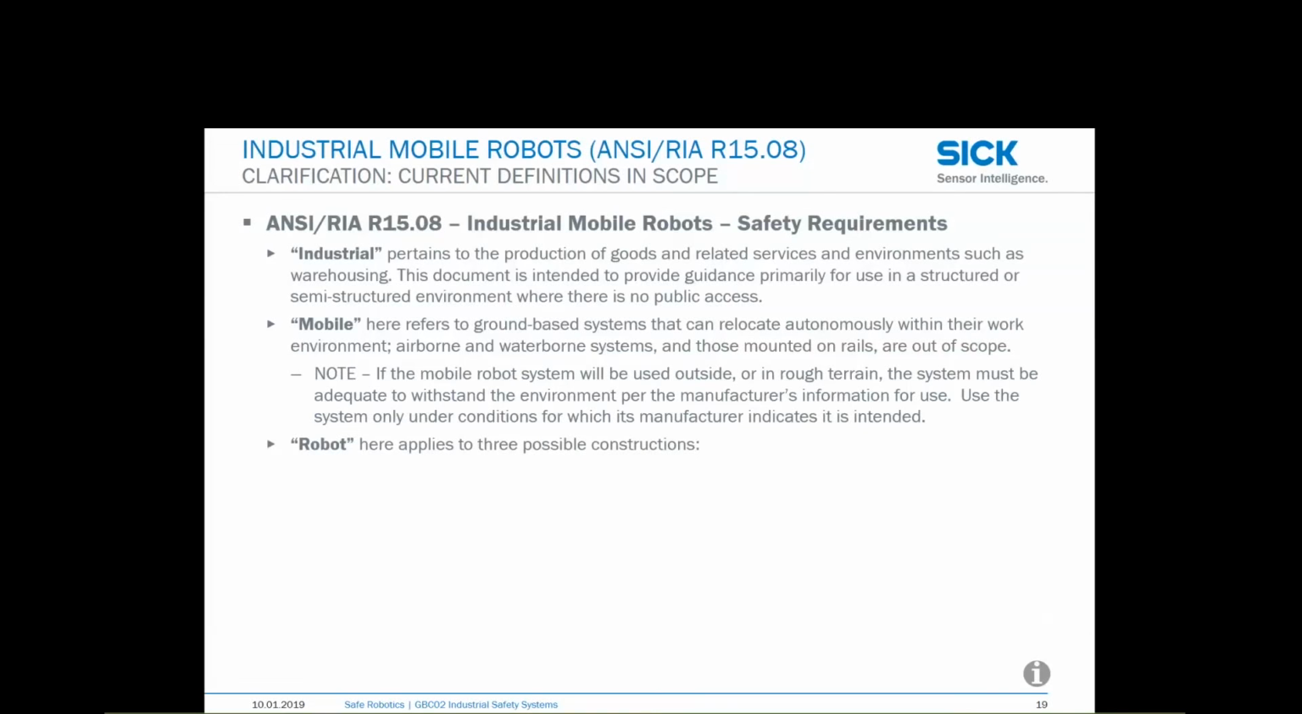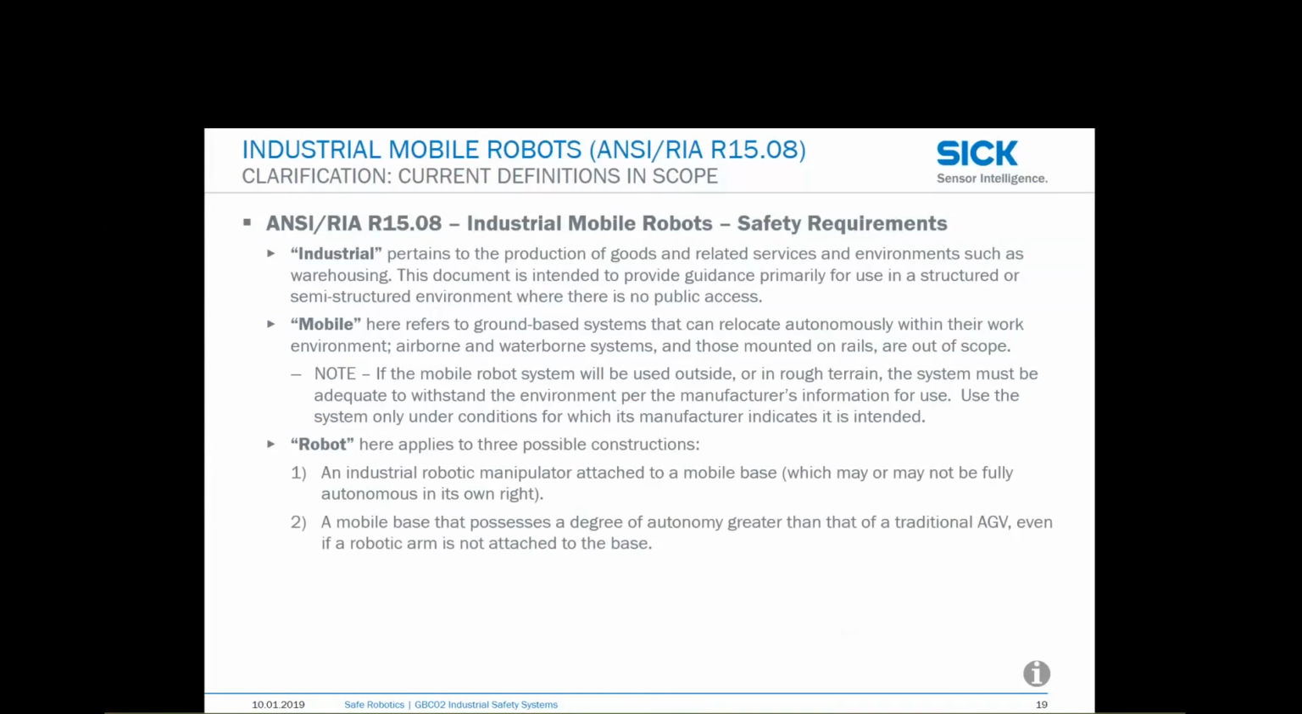The robot, as we talk about the platform, actually applies to three possible constructions, and we'll talk about these in detail. It could be the industrial manipulator attached to a mobile base, which may or may not be autonomous; the mobile base that has a degree of autonomy greater than your traditional AGV, with or without anything attached to the base; and then the same unit with the mobile base and a robotic articulated arm with a degree of autonomy and is capable of operating dynamically.